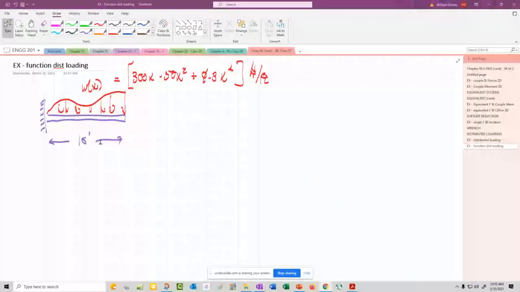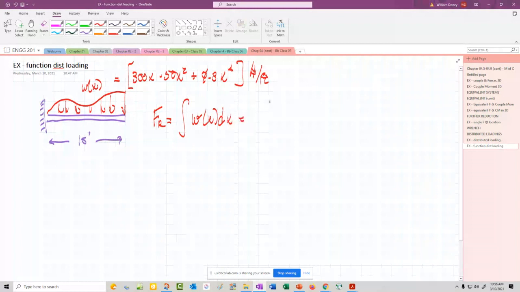All right. I don't know if we're going to make it through this problem or not, so I may talk through it real quick. All right, how do we solve this? Well, we can't use the simple shapes. That resultant force is going to be integrating w(x) dx. I'm going to do that real quick so we don't get kicked off here.